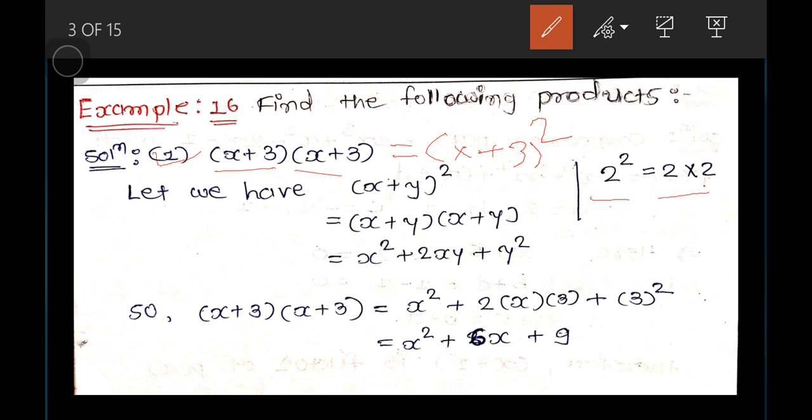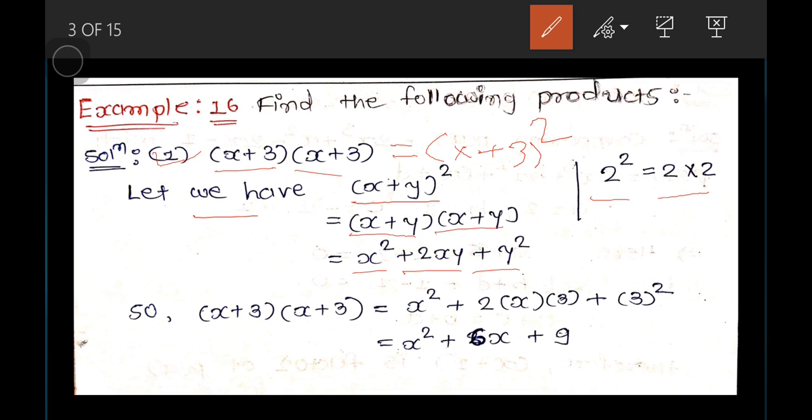Now we recall our identities. Here you can see that x plus 3 all square is of the form x plus y all square, and x plus y all square means x plus y into x plus y. We know that the expanded form of x plus y all square is x square plus 2xy plus y square. So now we find this product x plus 3 into x plus 3 by using this identity.